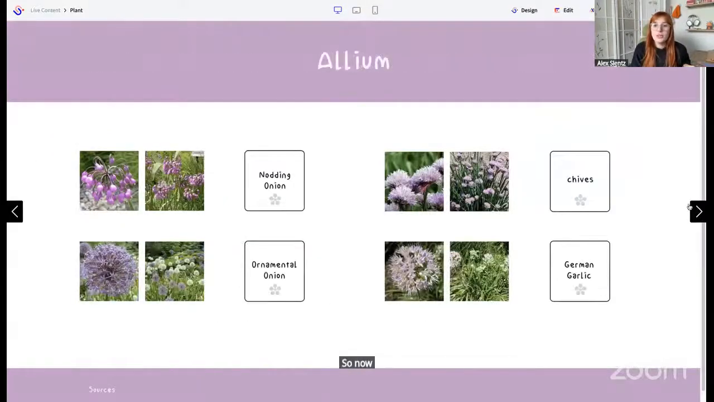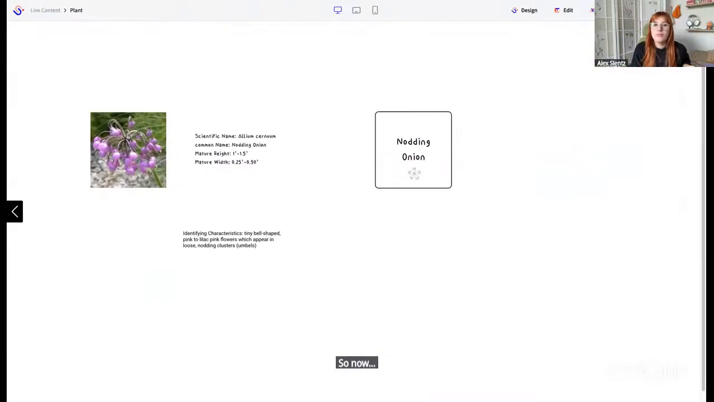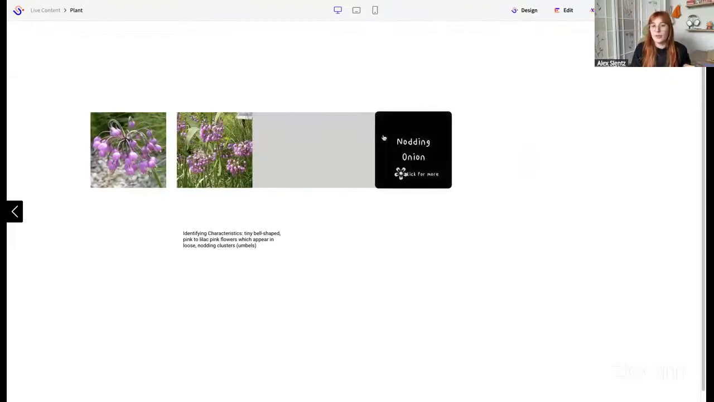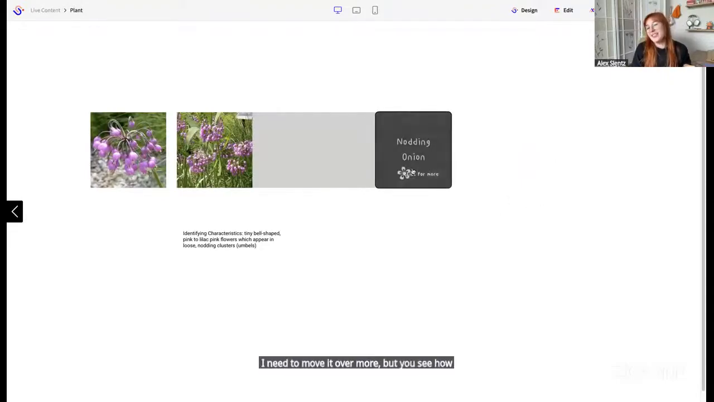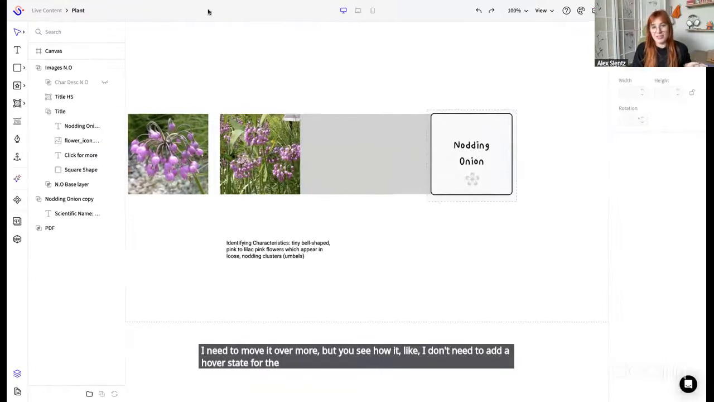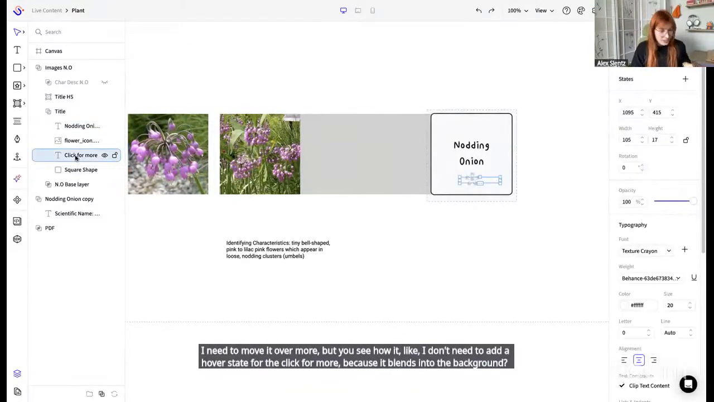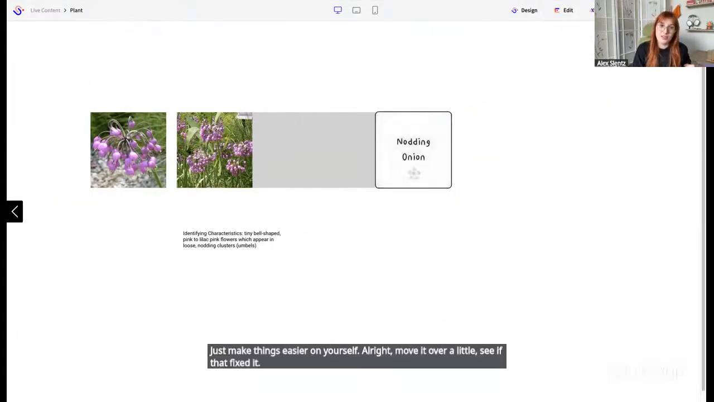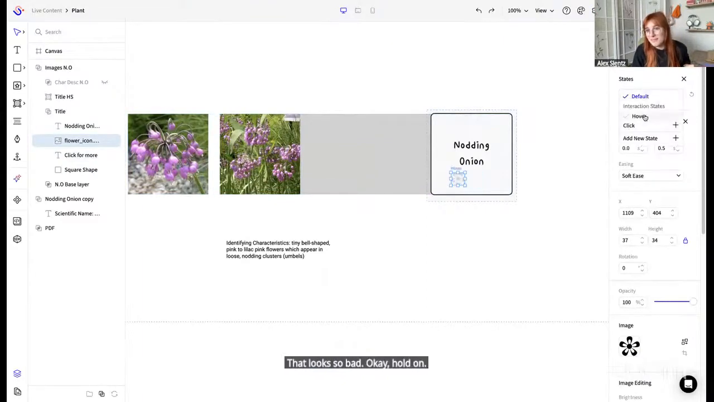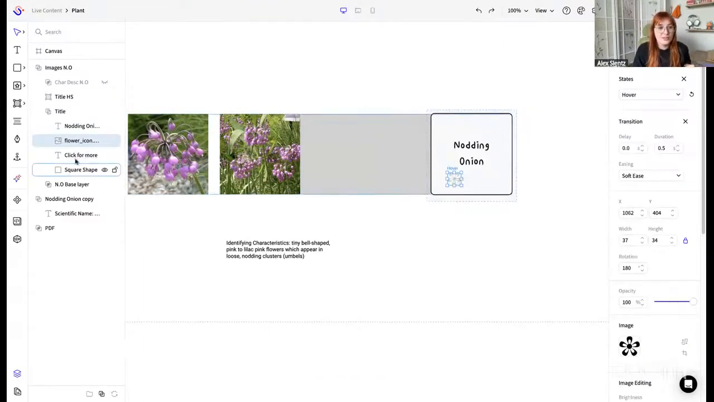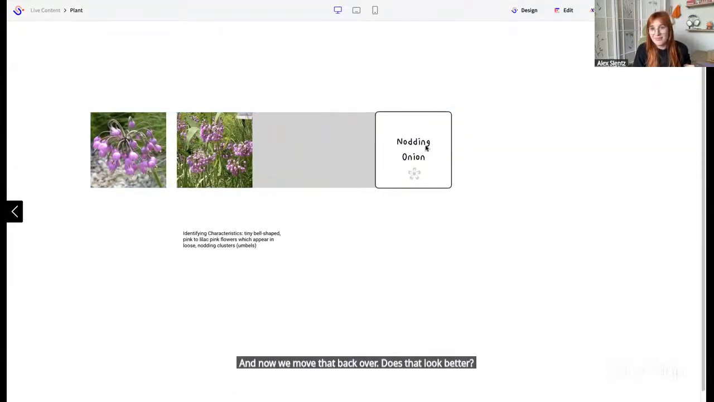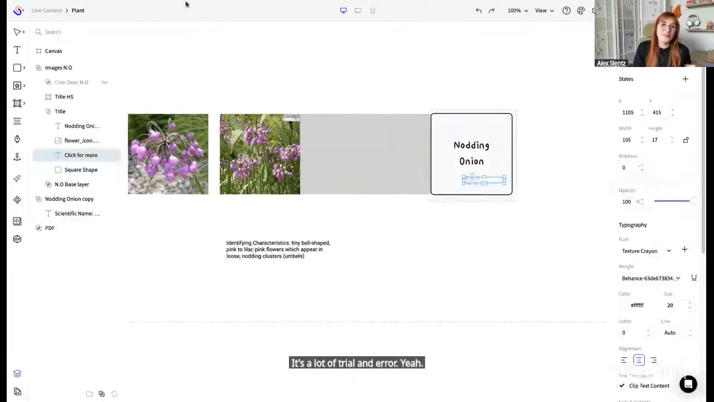So now I need to move it over more, but you see how I don't need to add a hover state for the click for more because it blends into the background. Just make things easier on yourself. All right, move it over a little, see if that fixed it. That looks so bad. Okay, hold on. Let's move this over more. And now we move that back over. Does that look better? It's a lot of trial and error. Yeah, that looks better.